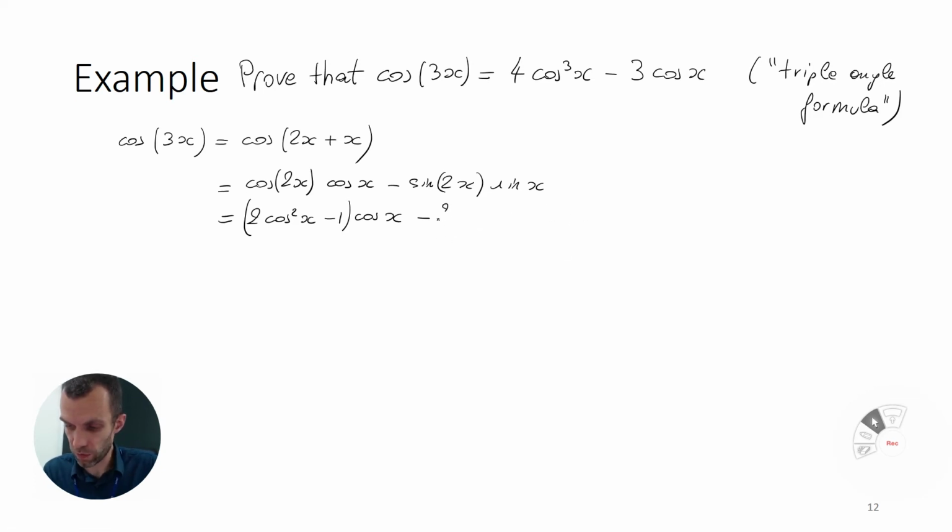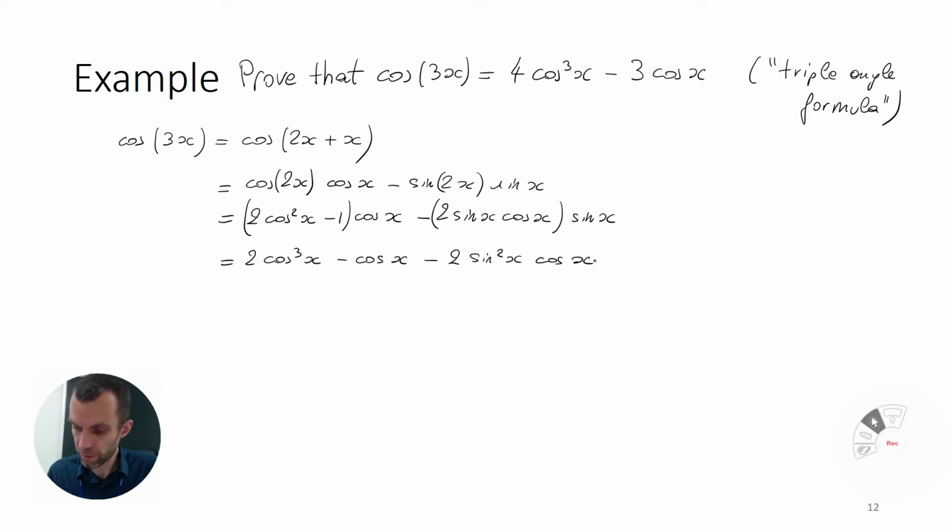Minus 2 times sine x cosine x times sine x. Work this out to get already 2 times cosine to the power 3 minus cosine of x minus 2 times sine squared x cosine x. We're not there yet. We have this sine squared of x here. So what we're going to do is we'll write this as 1 minus cosine squared of x.